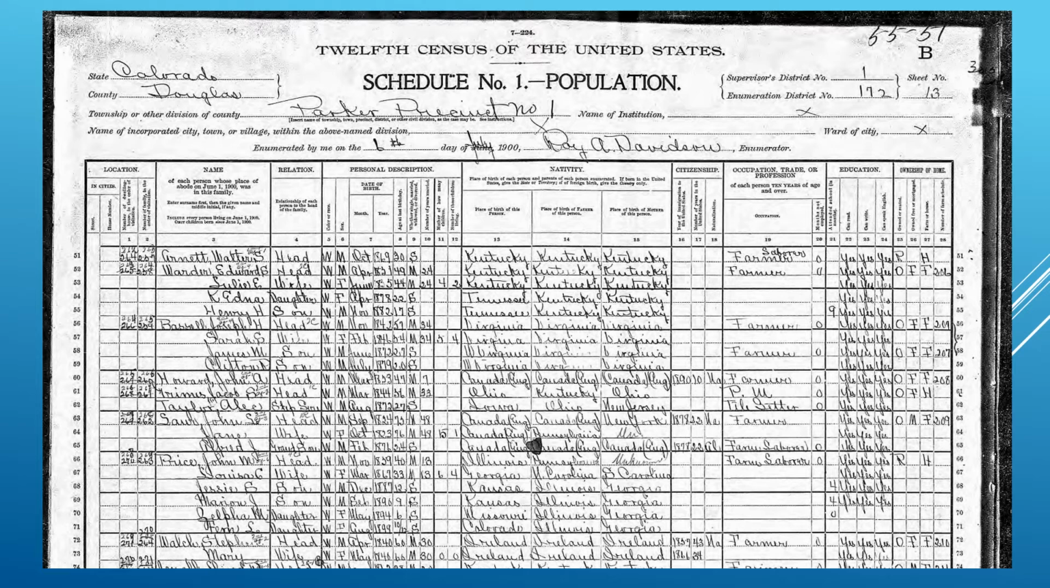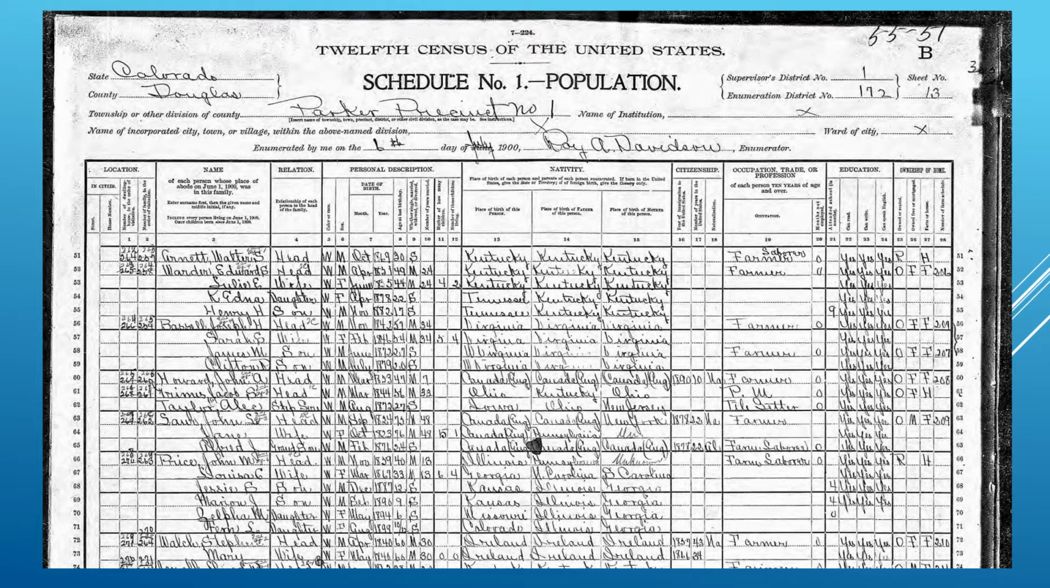Whether they can read, whether they can write, whether they can speak English, whether they own or rent their house, and whether it's mortgaged or free and clear. So F is free, M is mortgage. Whether it's a farm or a house. So F is farm, H is house. And then if it's on a farm schedule, it's got a number. So this tells us a lot of things.